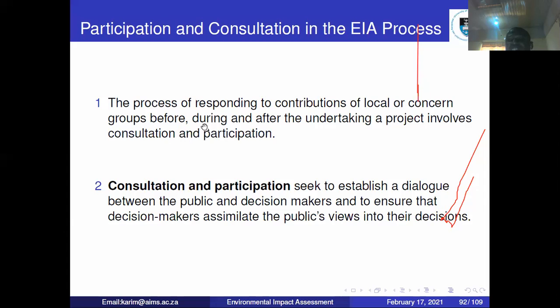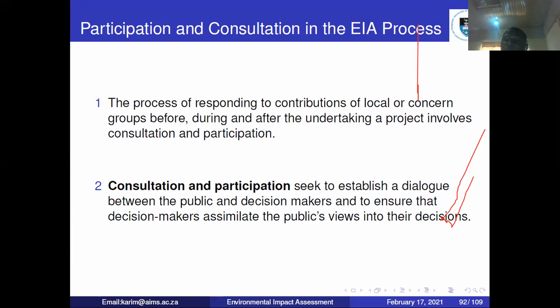So to have a successful project, you need to consult people. You need to allow people to participate. And this is a process of responding to contributions of local or concerned groups before, during, and after undertaking the project. And that involves consultation and participation. So you need to allow people to participate in your project, consult them, allow them to contribute so that you collate their views when you are doing this.